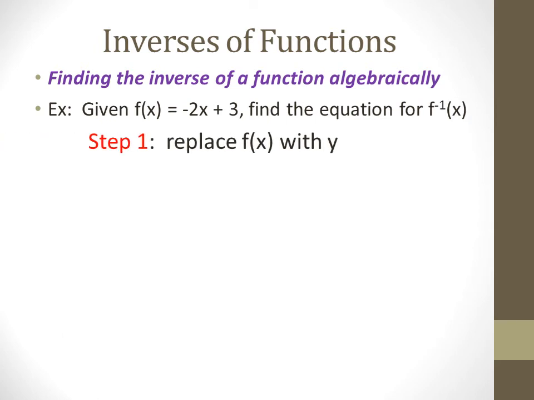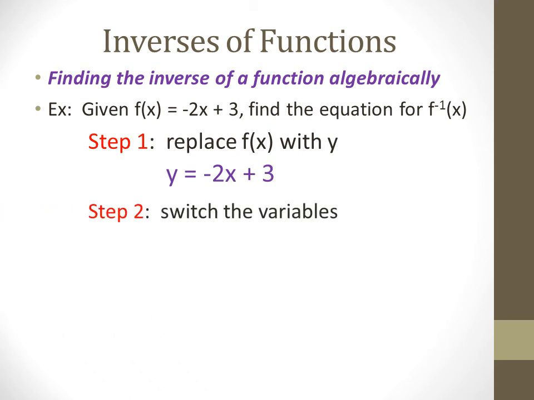The first step is to replace f of x with y. So if it's written in function notation, just simply replace f of x with y so it looks like this, y equals negative 2x plus 3. The second step is simply to switch the variables. How do I do this? Well, you make x y and you make y x, so it looks like this. So now our equation reads x equals negative 2y plus 3.